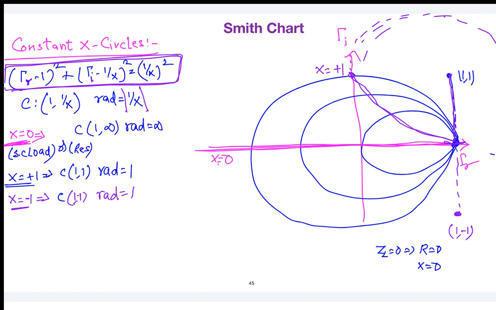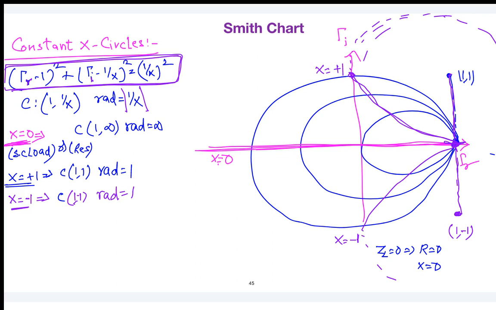And radius is 1. So since the circle has to pass through this and this is your radius, your circle is something like this and going to full portion. So this is equal to x is equal to minus 1. Similarly, or in other words, if x is equal to plus 1 is this, the mirror image of this one will be x equal to minus 1.